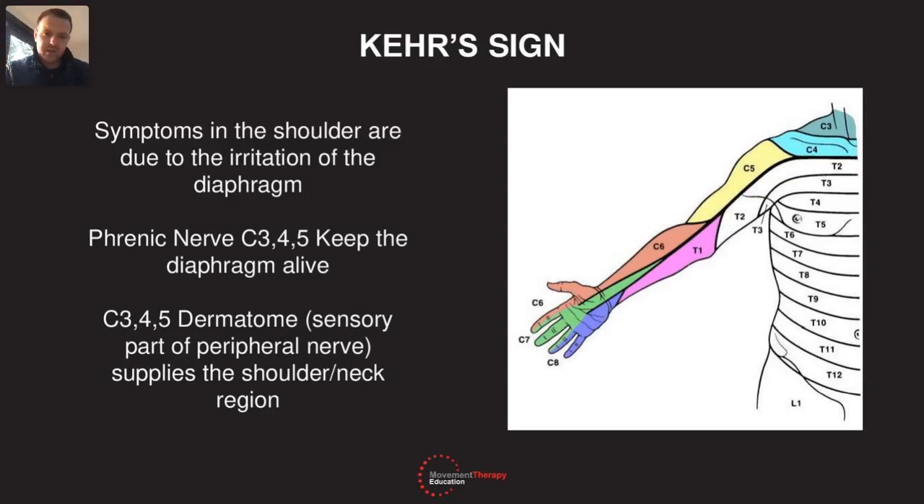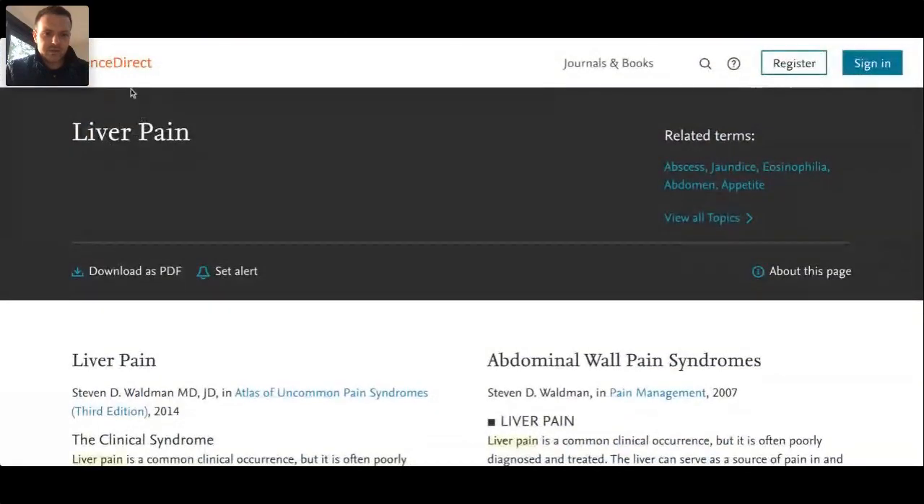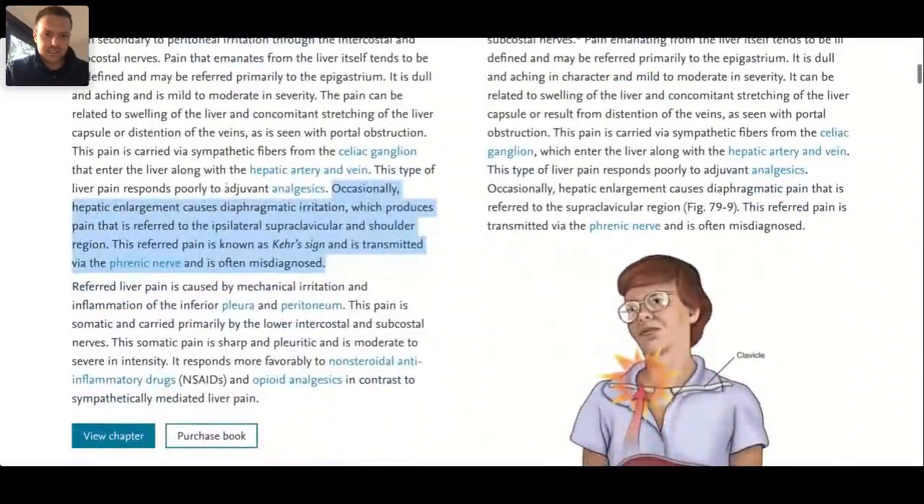And if you have a look up Kerr's sign, I've got this here. Let me just show you this. So this is from Science Direct. If you search up liver pain on Science Direct, then it'll come up with this. And I've just highlighted this here. So occasionally, hepatic enlargement, so enlargement of the liver, causes diaphragmatic irritation, which produces pain that is referred to the ipsilateral, so same side, supraclavicular and shoulder region. Okay, so that's exactly where our lady was getting her pain. This referred pain is known as Kerr's sign and is transmitted via the phrenic nerve and is often misdiagnosed.